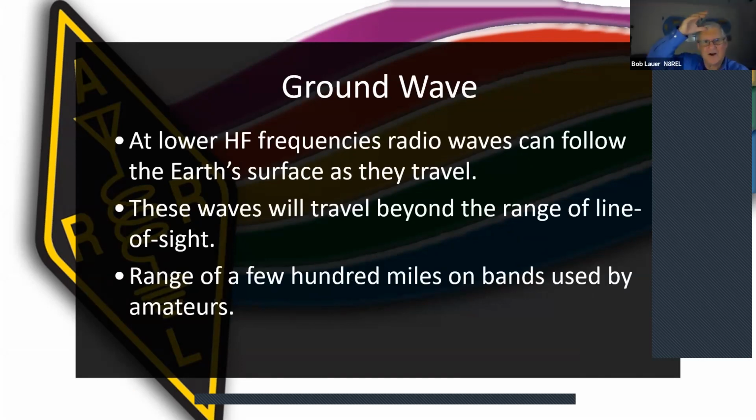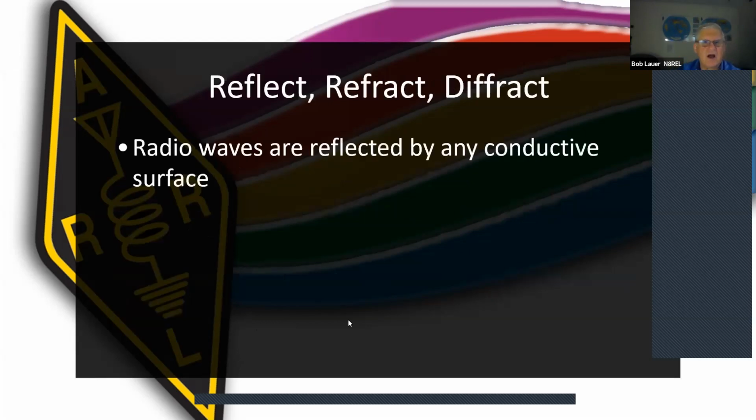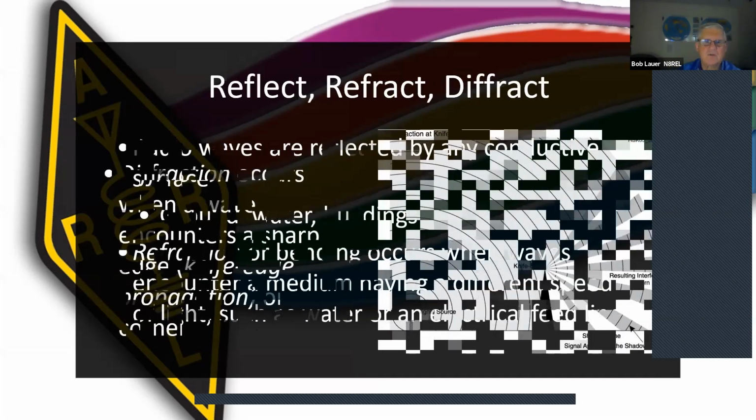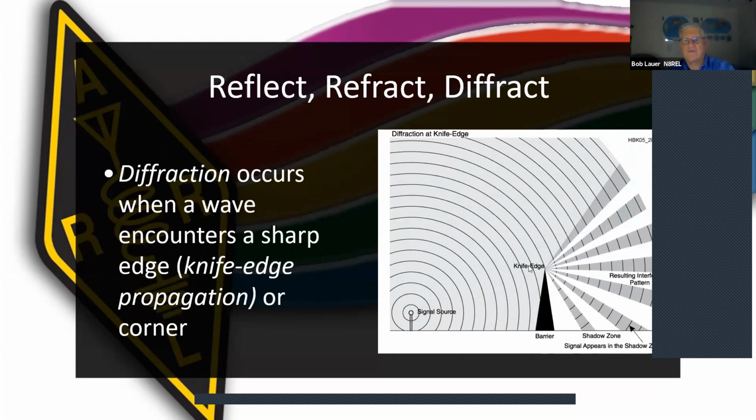Okay. All right. Ground wave. We've talked about the HF frequencies can follow the Earth's surface a bit. The waves can travel beyond line of sight. It follows the curvature of the Earth. It's sometimes referred to as the radio horizon instead of just your visual horizon. Range of a few hundred miles on amateur bands. We've talked about refraction. Okay, here's the graphic I was talking about.